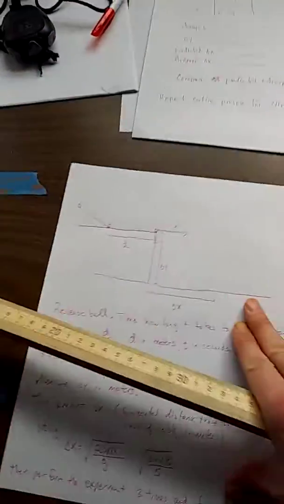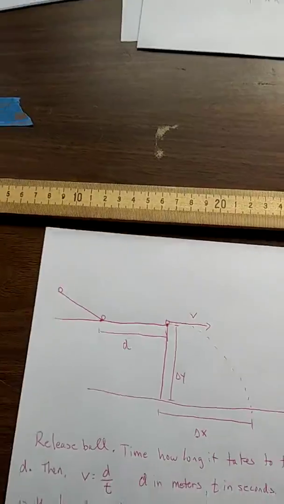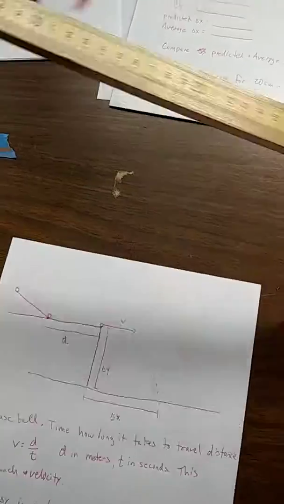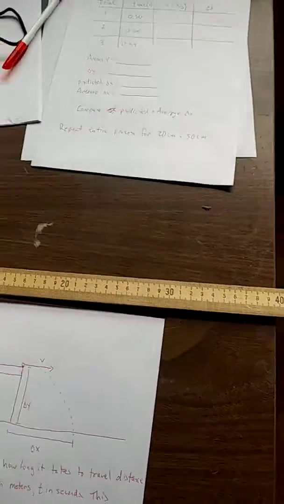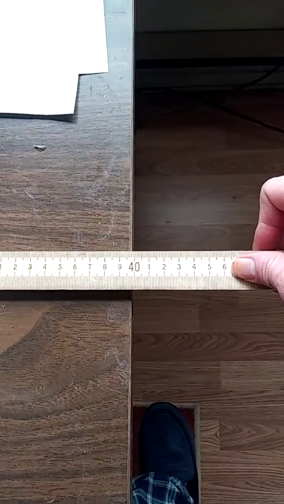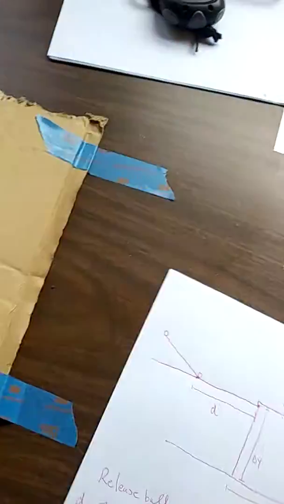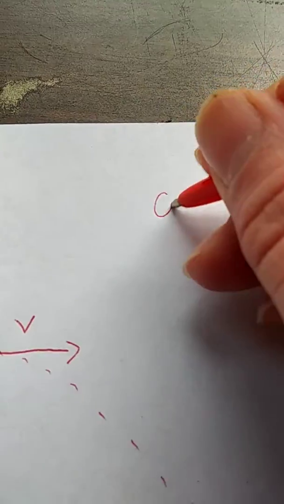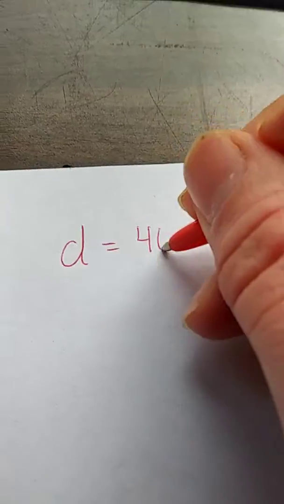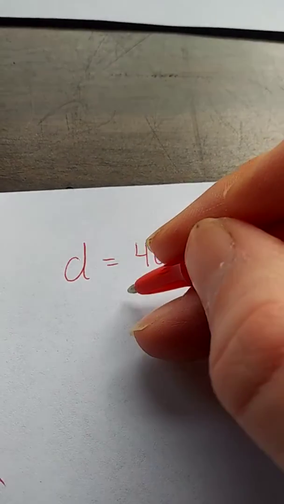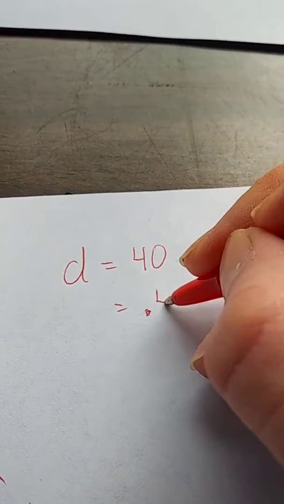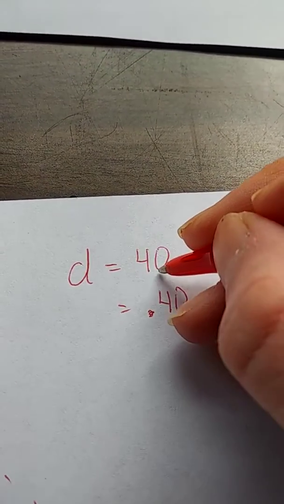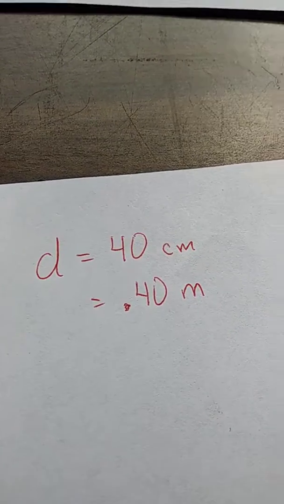Let me do that real quick. So from the base of the ramp to the edge of the table, I set this up so it's right at 40 centimeters. So I'll just write this down right here. So now our calculations need to be done in meters. So 40 centimeters is 0.40 meters. Move the decimal point over 2 places.